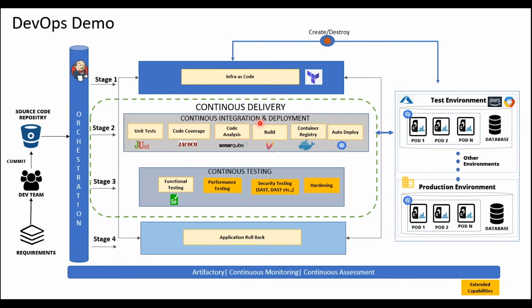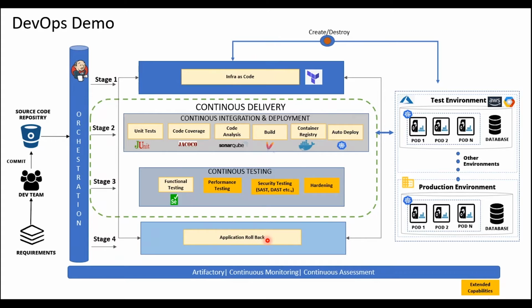Stage 2 and Stage 3 are executed with different actions like unit testing, code coverage, code analysis, and also pushing the images to Docker registry and deployment to Kubernetes cluster on any of these environments. Also performing functional testing, performance testing, security testing through our continuous testing stage. Right now for the demo, we are only using functional testing for the UI testing using Selenium.